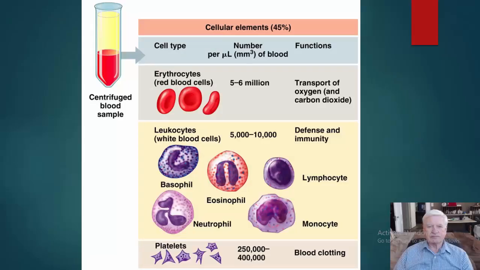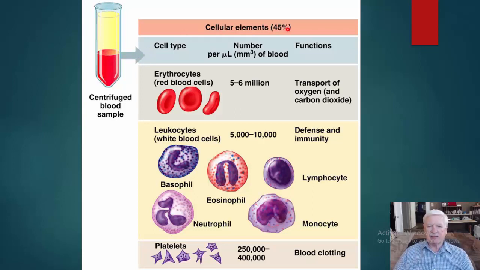The purpose of this presentation is to distinguish between the different types of cells that are present in blood. On this slide, we see blood that has been centrifuged, and when you centrifuge blood, the formed elements go to the bottom of the tube. This is plasma above, but we're talking about the formed elements in this slideshow.